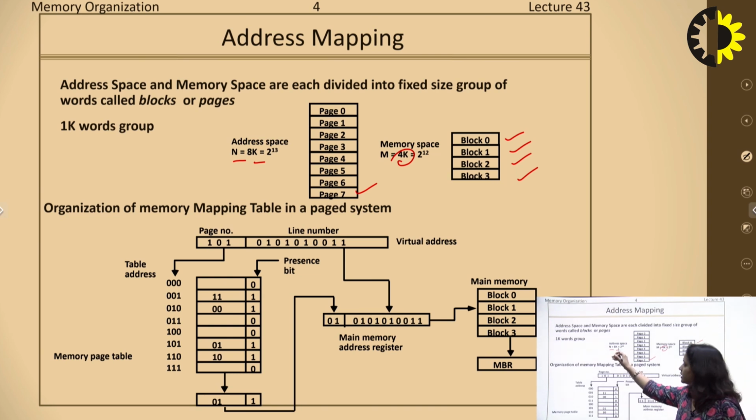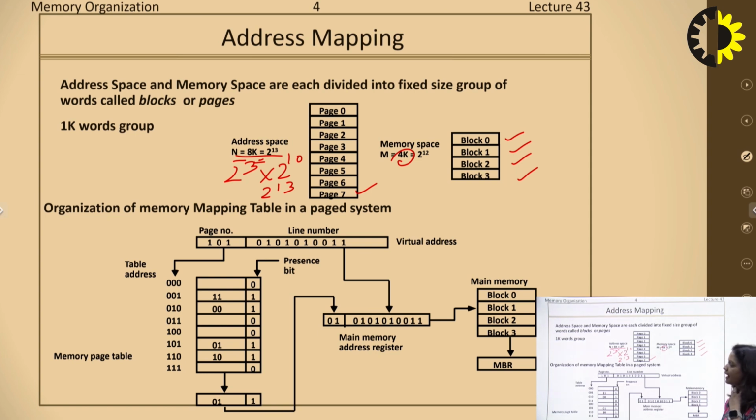Now we convert the K unit into 2 raised to power 13. How is it possible? 2 raised to power 3 is 8, multiplied by 2 raised to power 10 to convert kilobytes to bytes, and we get 2 raised to power 13 as the complete address space. So in this example we are taking virtual memory of size 8K, and each page is of size 1 kilobyte. So pages 0, 1, 2, 3, 4, 5, 6 and 7, that is 8 pages, each of 1 kilobyte.